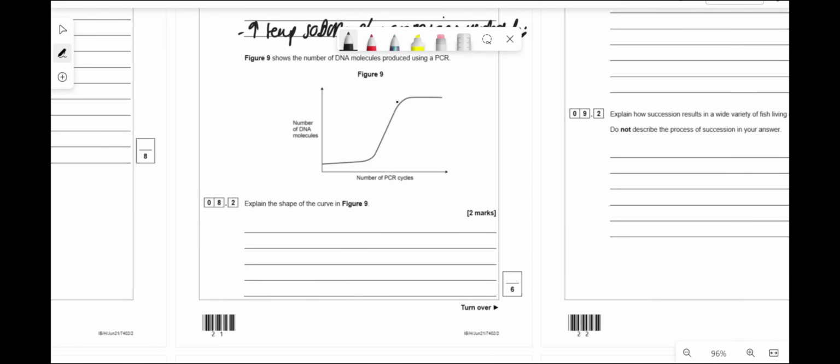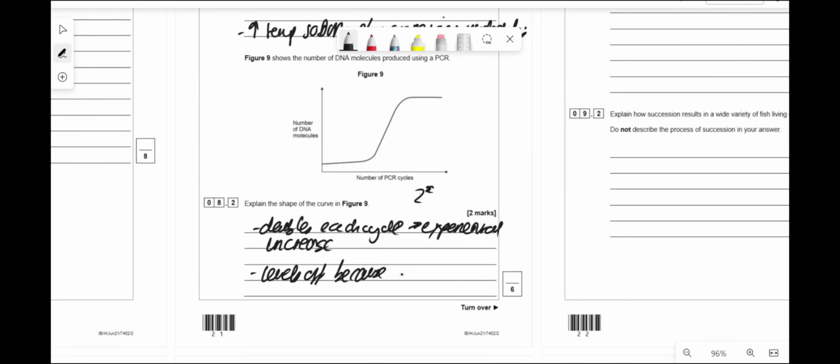But we need to think about why it levels off. Well, there are no more nucleotides or primers left. So it doubles each cycle, so you get an exponential increase. Exponential just means something to the x. In this case, it would be 2 to the x. It's the exponent of 2. And then as well as that, it levels off because there are no more nucleotides or primers. You've run out, so you can't really do it anymore.